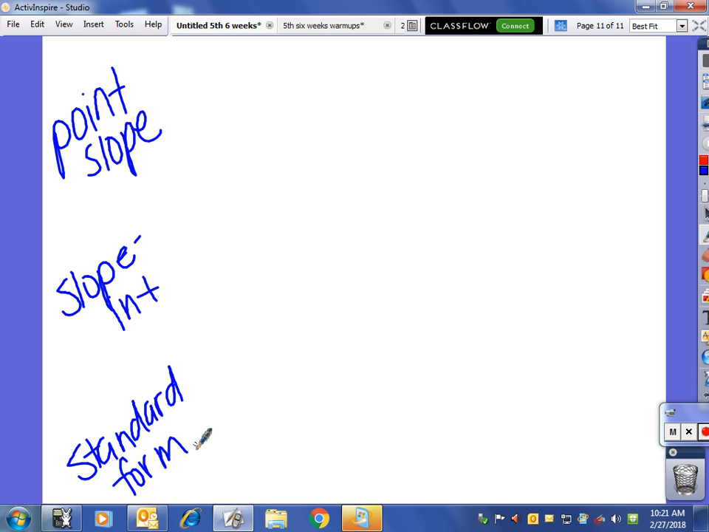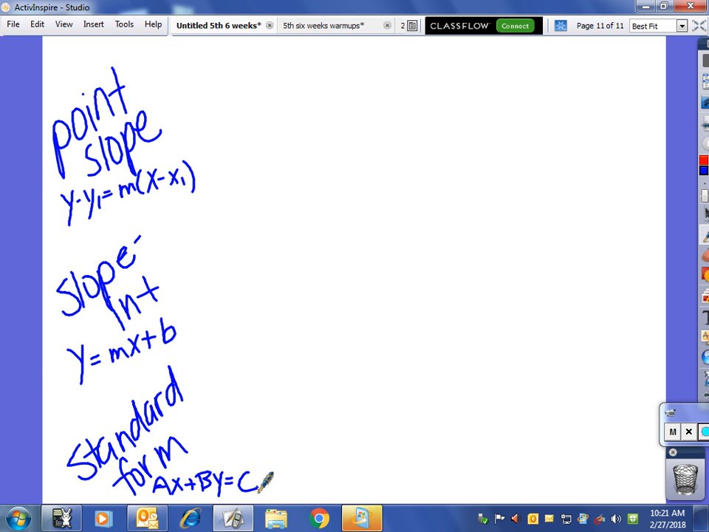Okay, now remember, point slope form looks like this. Y minus y1 equals m parentheses x minus x1. Slope intercept looks like this. Y equals mx plus b. Standard form looks like this. ax plus by equals c. And remember, standard form can't have any fractions or decimals.